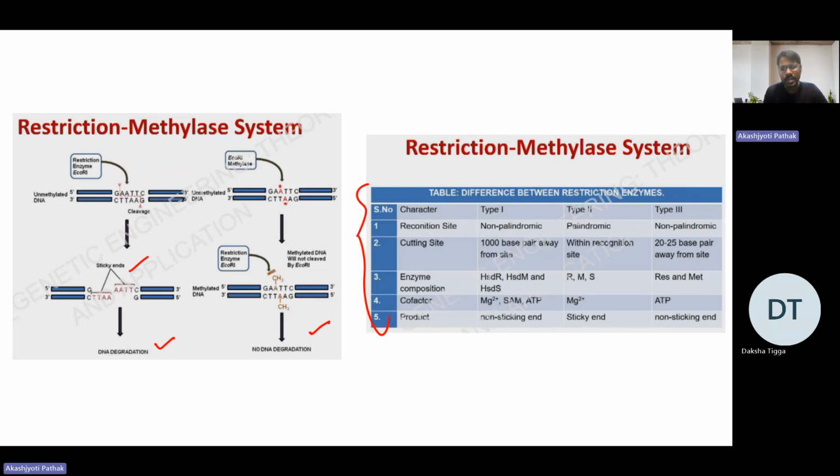Type 1 is not utilized for genetic engineering because the recognition sequence is not fixed, and it acts about 1,000 base pairs away from the site where it binds on the DNA sequence. So that is why this particular type 1 restriction enzyme is not used, while type 2 is most commonly used. The recognition site, the subunits involved, RMS, the cofactor, the product, you need to memorize this table.